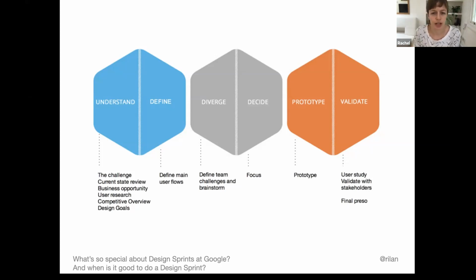So then, of course, the diverge and decide. You want to define and brainstorm around that challenge, and in decide you want to focus in. So this is really the meat where you're starting to sketch solutions. You're starting to go broad, and then when you decide, it's about saying, here are the pieces that we really need to learn about, right? We need to test these pieces to answer the questions we've identified in the first phase.